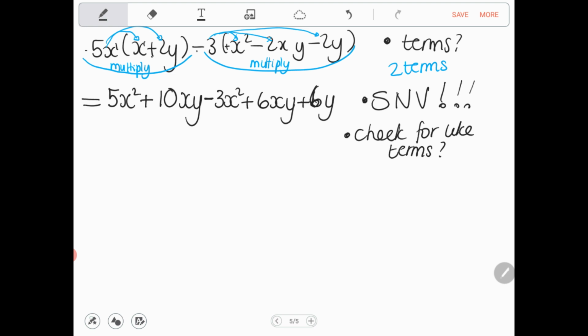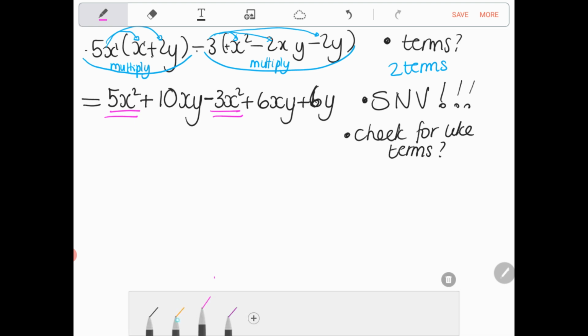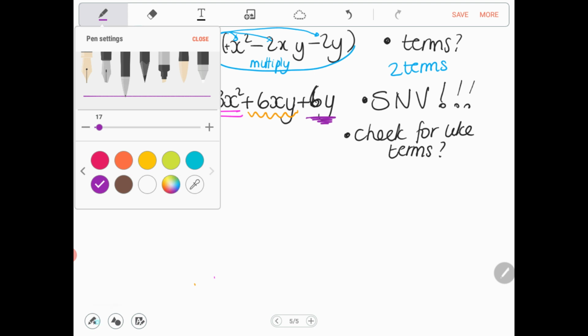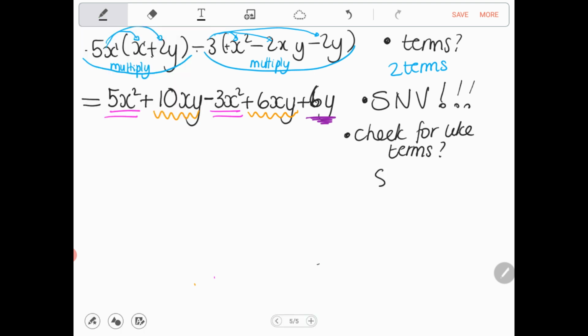All right, so let's just look here. Do I have another x squared? Yes, I do. So those two can go together. Do I have another xy? Yes, I do. So those can go together. And then finally, my y here at the end is alone. All right, so let's do our sorting. So we've got our x squareds and we've got our xy's. Our y doesn't need to be sorted because there's only one of them.